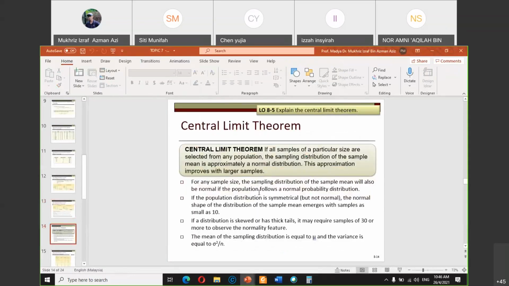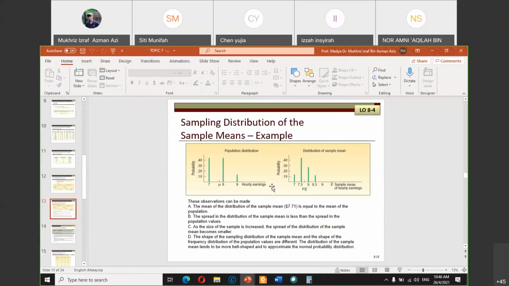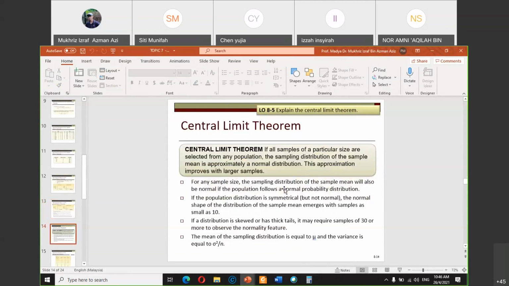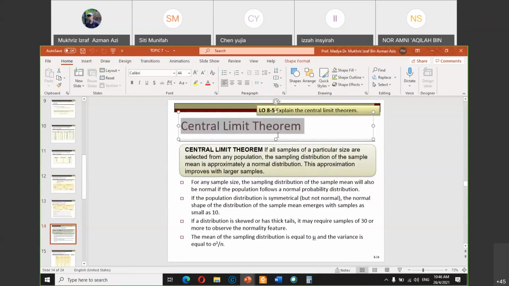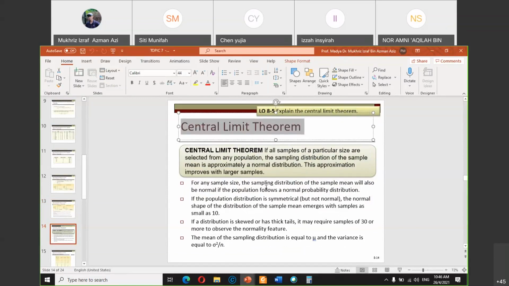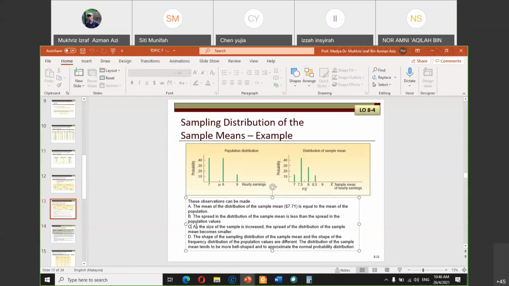So that is the concept of sampling. Why we go for a sample, and then how to construct a sampling distribution, and then it brings us to this concept of CLT, the central limit theorem. This concept is very related to point C just now: the bigger the sample size, the spread of the distribution becomes smaller.